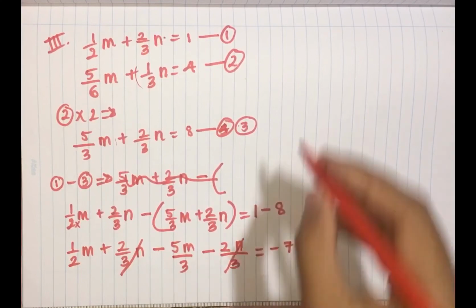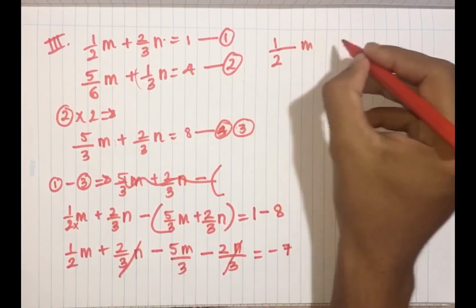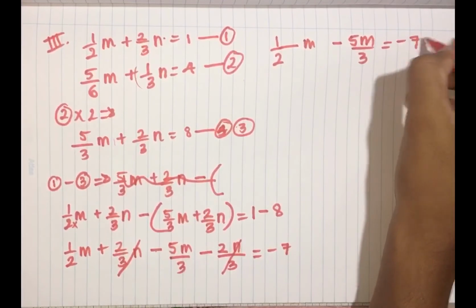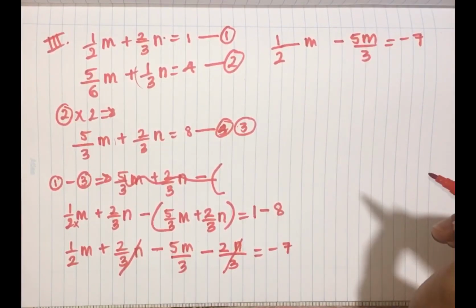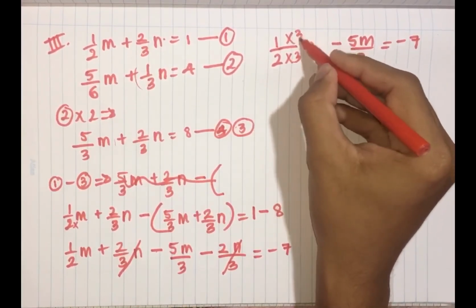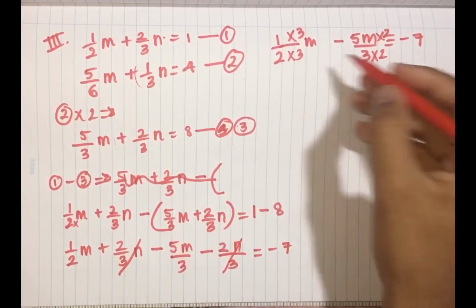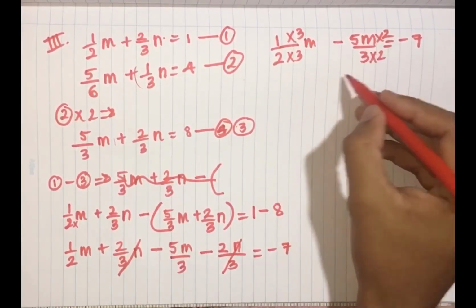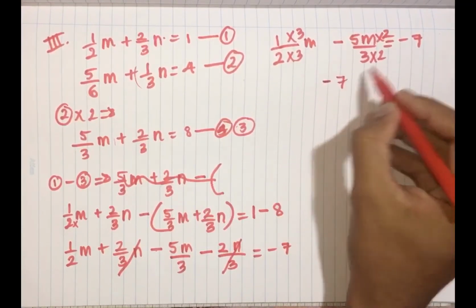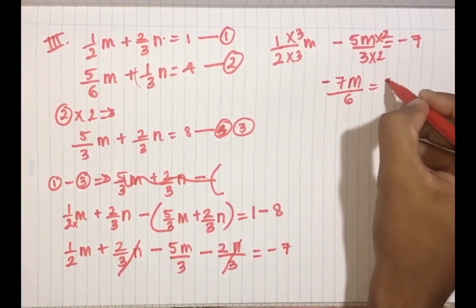So I'll just help you out. It is going to give you 2m minus 5m over 3 is equal to minus 7. Now in order to find the LCM, you have to multiply this by 3 and this by 2, right? Yeah. Therefore it's 3m minus 10m. You have 10 minus 3, 7m over 6 is equal to minus 7.